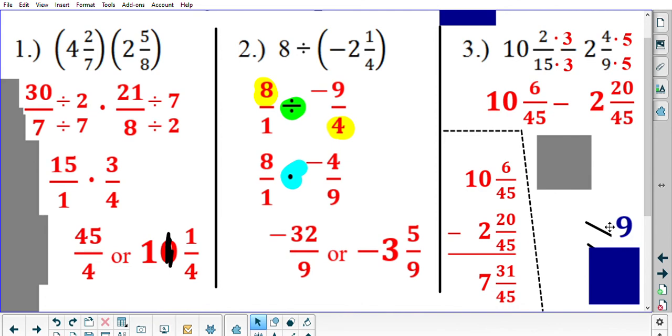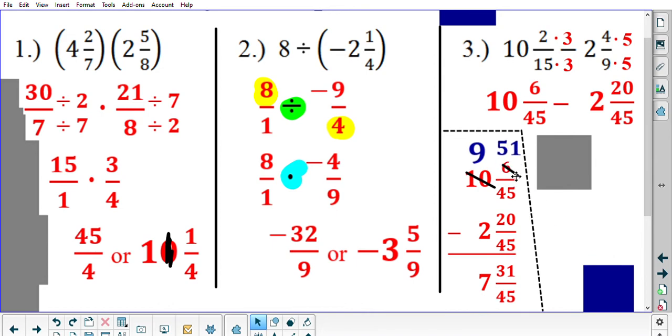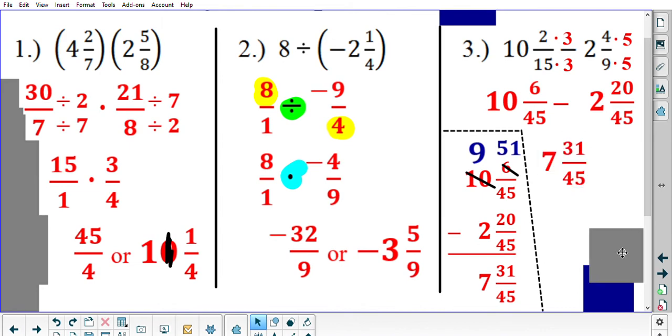So here's how the borrowing works. The 10 would become 9. Well, then what does the new numerator become over here? You would take 45 plus 6, and that would make 51. Then you would subtract 51 minus 20 gives me 31. 9 minus 2 gives me 7. And the final answer is 7 and 31/45.